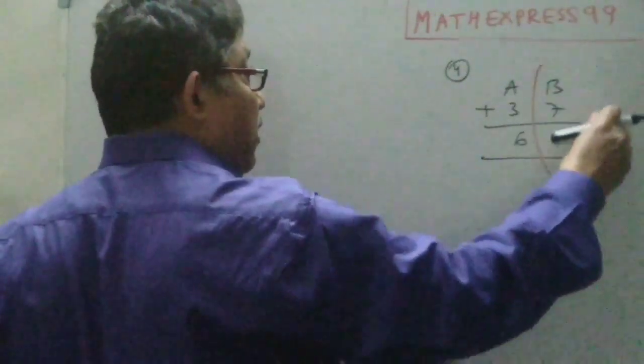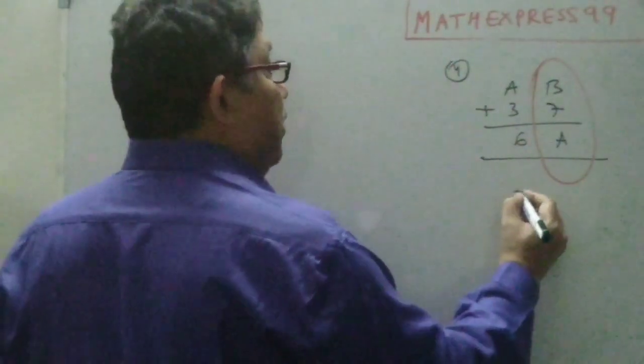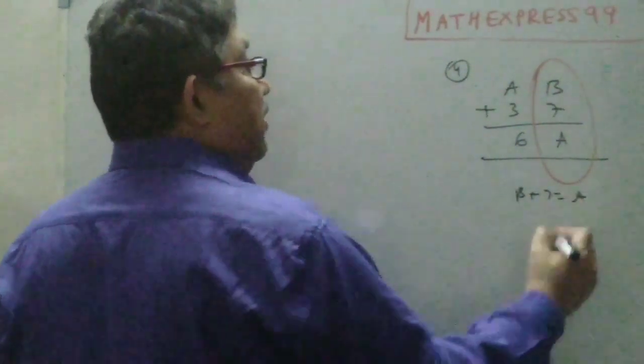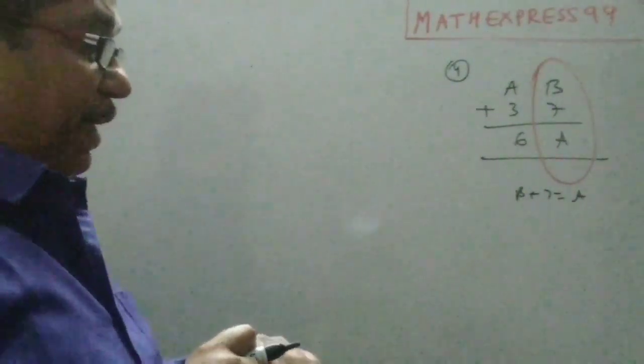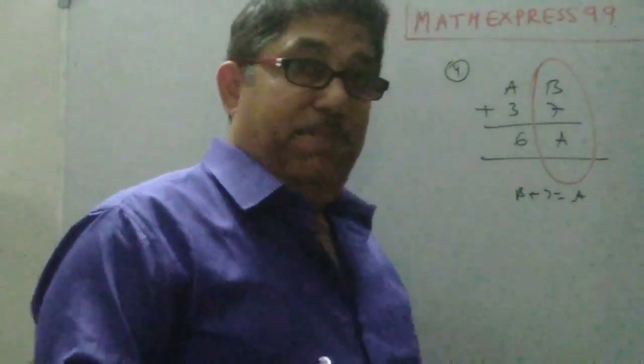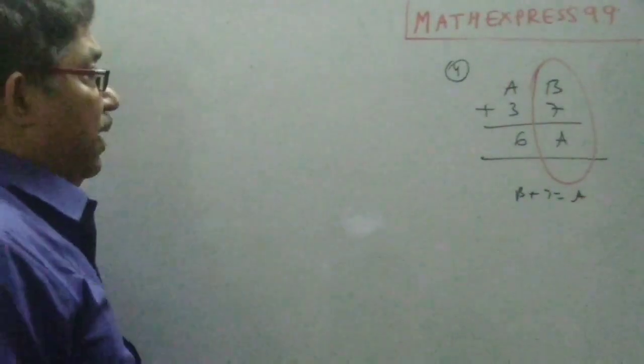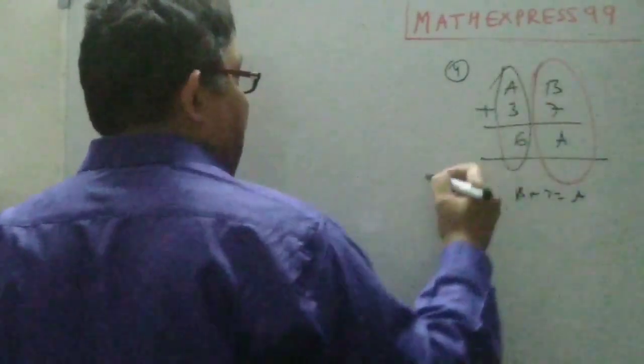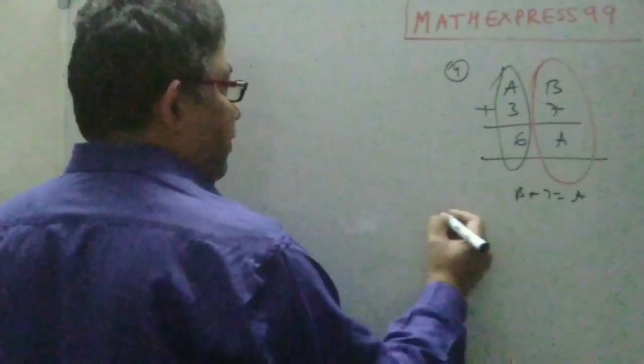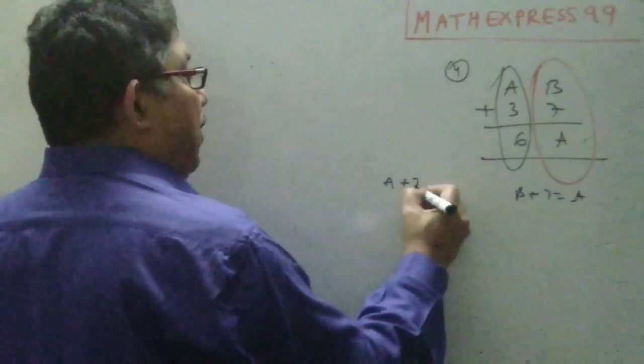is equal to A. So I don't know B, I don't know A, so I have no idea what B plus 7 is A means. Let me come to this one. It says A plus 3 is equal to 6.